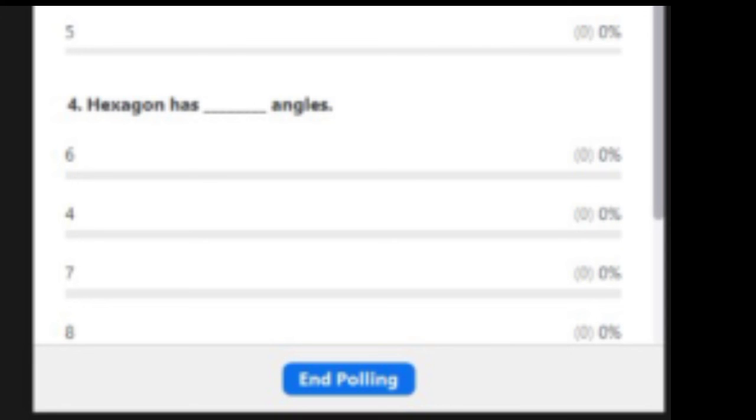Now the question is: a hexagon has dash angles. Options are A 6, B 4, C 7 and D 8. Done? How many angles are there in a hexagon? Good. So go to the next question.